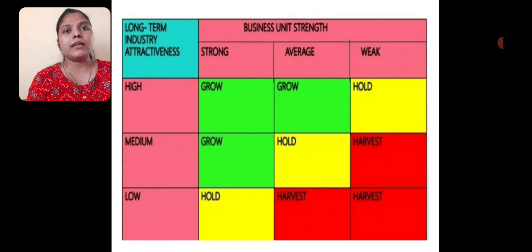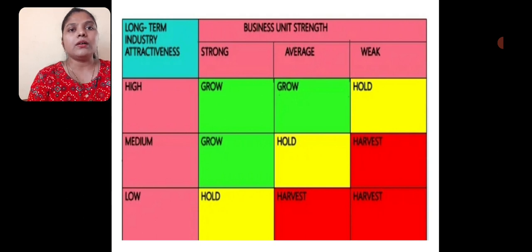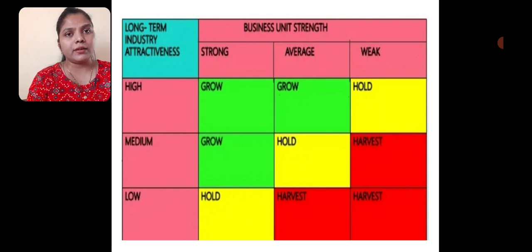On the vertical axis is industry attractiveness, and on the horizontal axis is business unit strength. Industry attractiveness is divided into high, medium, and low, and business strength is divided into strong, average, and weak.